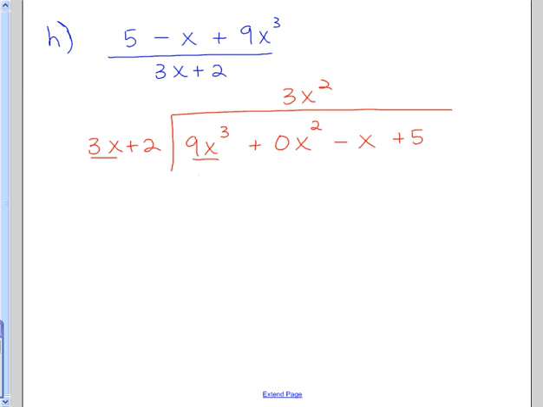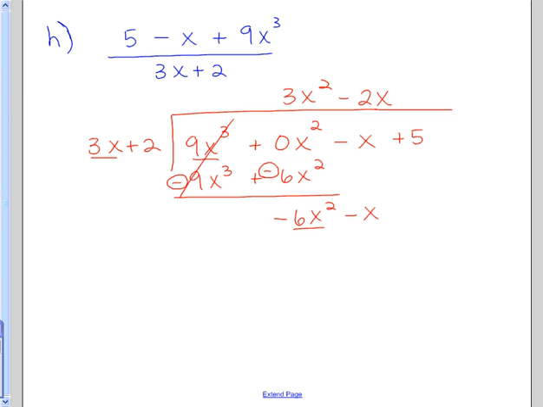3x squared times 3x would be 9x cubed. 3x squared times 2 will be 6x squared. Change the signs. So I would have negative 6x squared. Bring down just minus x. What times 3x would equal negative 6x squared? That would be negative 2x. Negative 2x times 3x is negative 6x squared. Negative 2x times 2 is negative 4x. Change the signs.